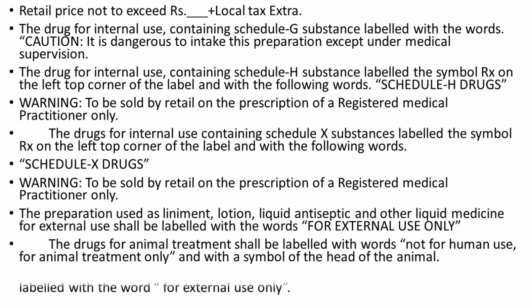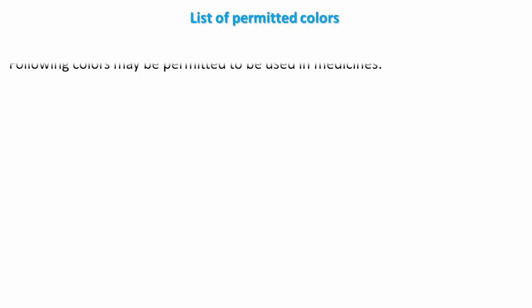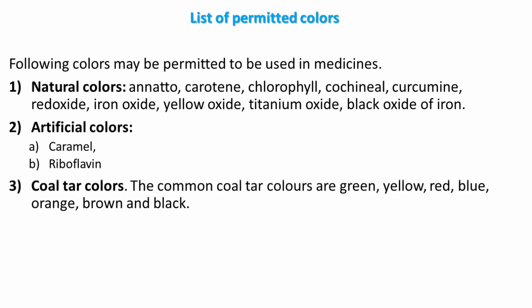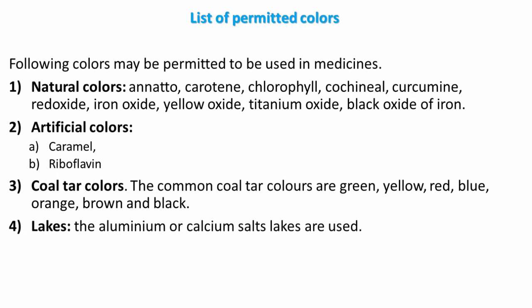Then next, list of permitted colors. Natural colors, then artificial colors, like caramel, riboflavin. Coal tar colors, the common coal tar colors are green, yellow, red, blue, orange, brown, and black. Lakes, the aluminum or calcium salts, lakes are used.